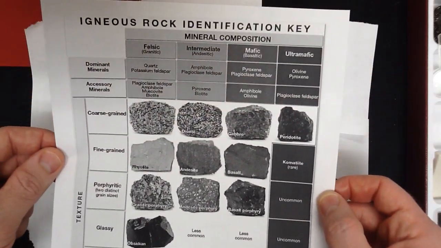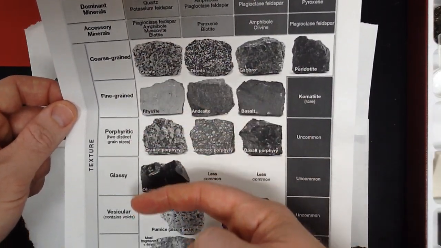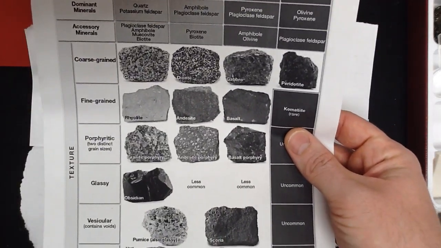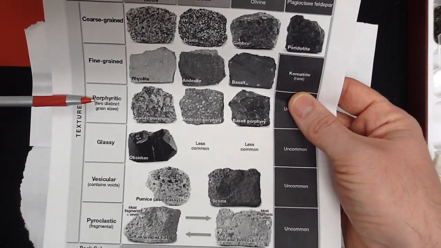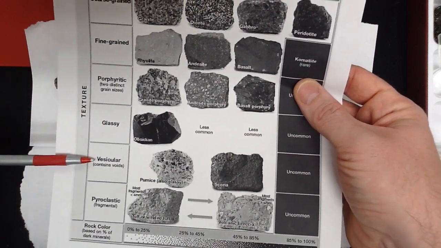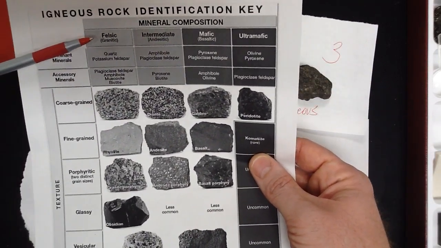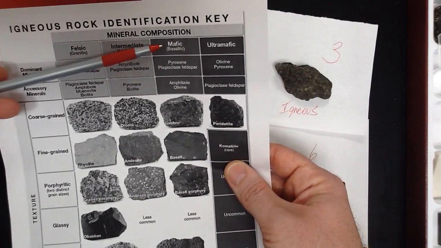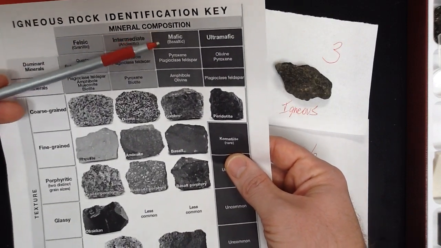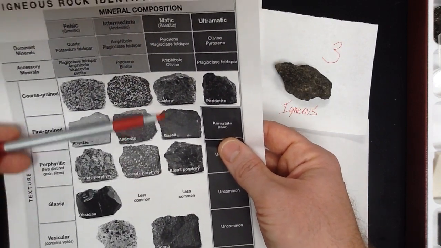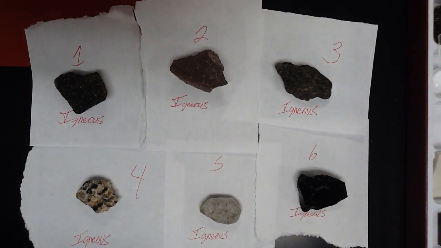Remember that you're looking for 2 things to try to figure out what the name of the rock is. You're looking to figure out what texture you have. So remember there are 5 textures: coarse grained, fine grained, porphyritic, which is going to have both, glassy, or vesicular, which has the holes. And then we have 3 different mineral compositions: felsic, intermediate, or mafic. Felsic is going to be your lighter colored stuff with quartz and potassium. Mafic is going to be your darker colored stuff, almost black. So use this chart to help you figure out what these samples are.